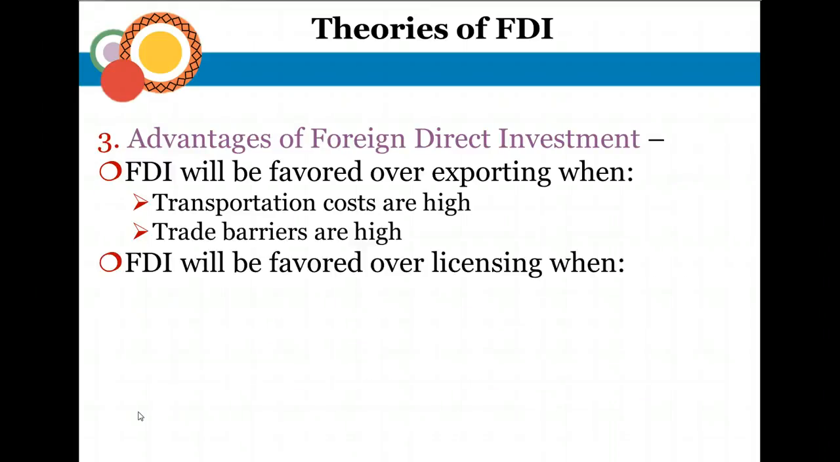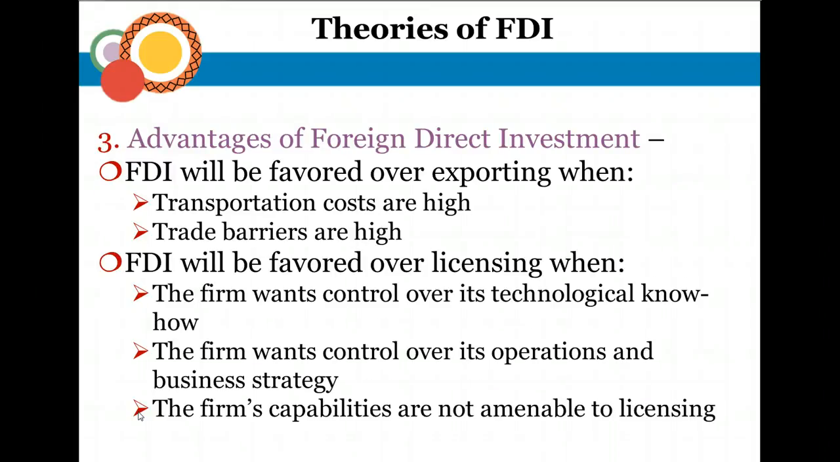Okay, so the advantages of foreign direct investment. A firm will favor foreign direct investment over exporting as an entry strategy when transportation costs or trade barriers make exporting unattractive. Sort of like Coca-Cola. You wouldn't export full bottles of soda because of the cost of exporting that weight. It'd be much easier to make a foreign direct investment in a bottling plant in a foreign country and bottle the soda directly there, saving huge amounts of money in transport.